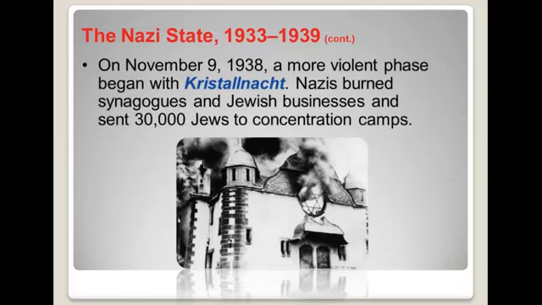Okay, a new phase in the persecution of Jews started in 1938. This was called Kristallnacht. The Nazis burned synagogues and Jewish businesses and simultaneously sent 30,000 Jews to concentration camps. So this really turned from some minimal persecution to outright attacks on the Jewish population.